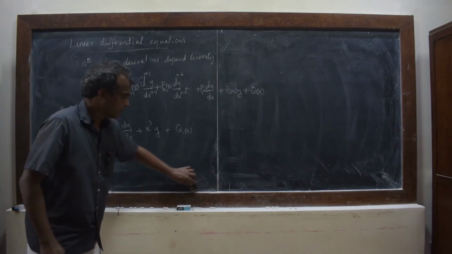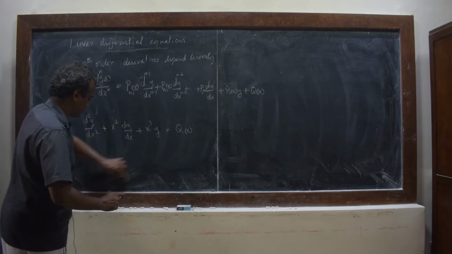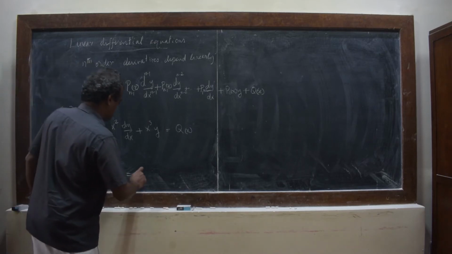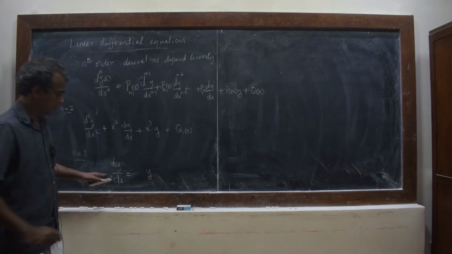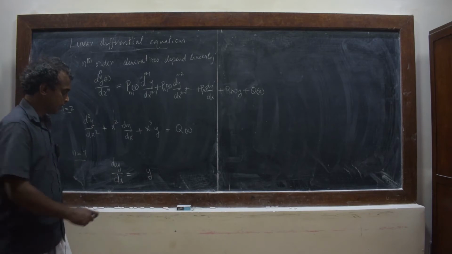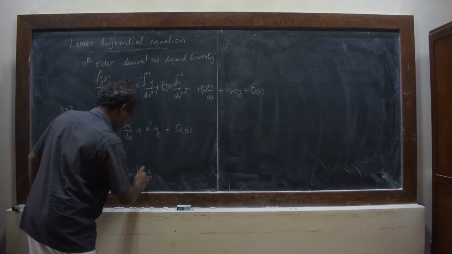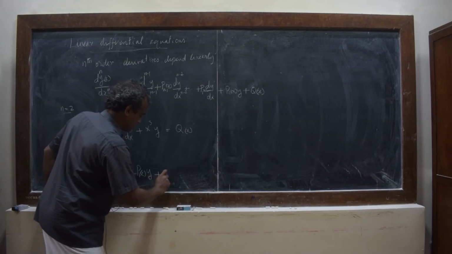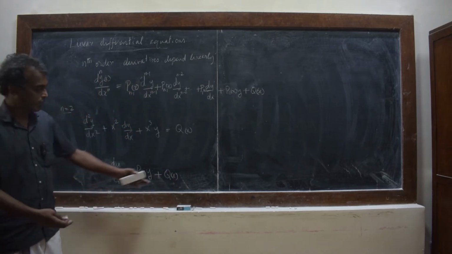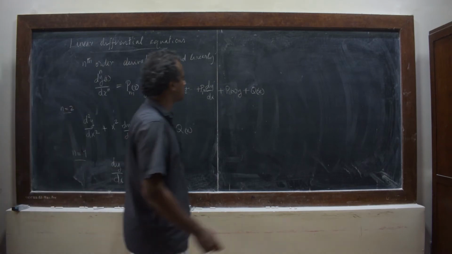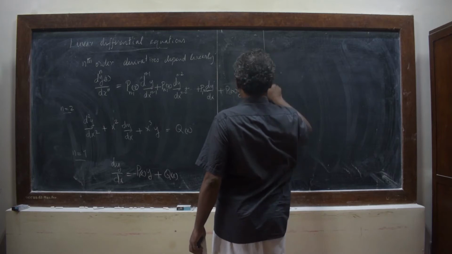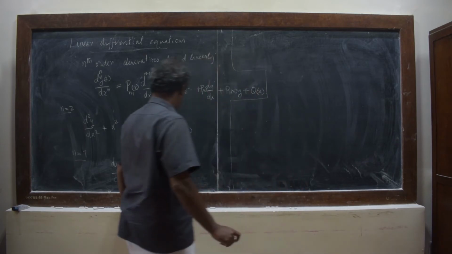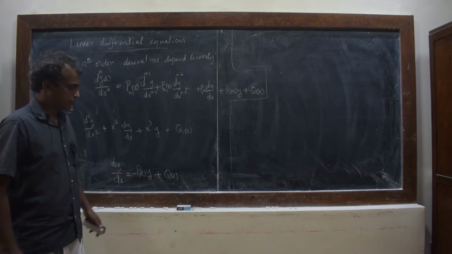A first order linear differential equation will have the general form given by dy by dx as a function of y, something that depends on y linearly, and let's choose the coefficient minus p of x for a reason of convenience, plus some function q of x, which is usually supplied to us. Let's try and see if such an equation can be solved.